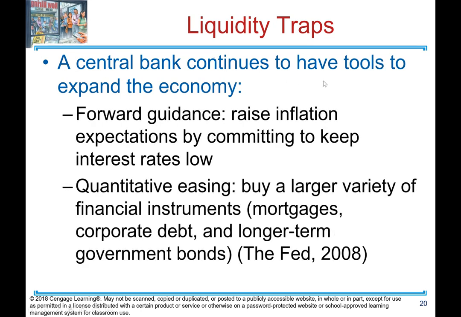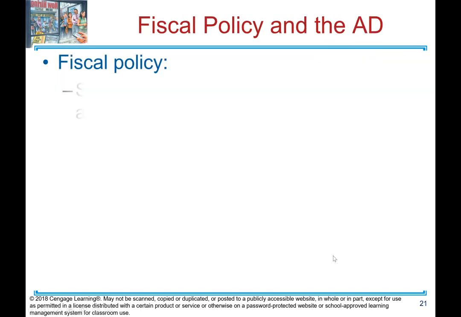A central bank continues to have tools to expand the economy. Forward guidance raises inflation expectation by committing to keep interest rate low. Quantitative easing would be another tool available to the central bank. Quantitative easing is buying a large variety of financial instruments like mortgages, corporate debt, and long-term government bonds. And that is what the Fed did in the Great Recession of 2008.